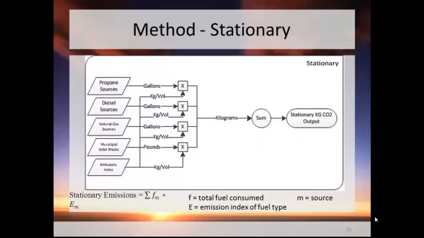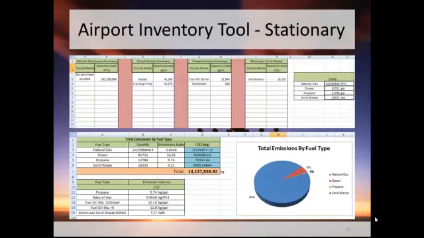Stationary emissions were calculated using total fuel consumption and the emissions index for each source. This was possible because stationary emissions are already being reported under the Clean Air Act. On the stationary input screen, the user inputs the total fuel consumption for each source. The total fuel consumption and total emissions for each fuel type is shown, as well as a breakdown of emissions by fuel type.